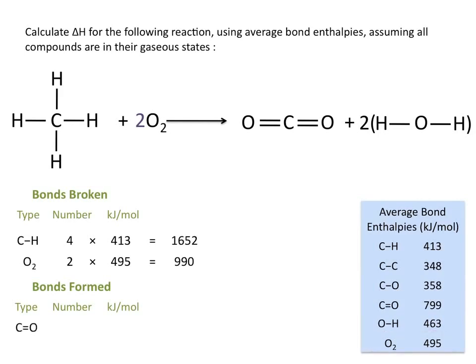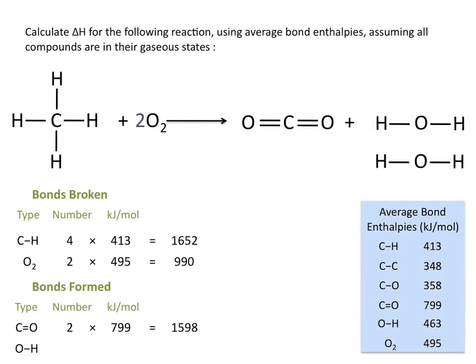So on the product side, we have a carbon-oxygen double bond. And we see that we have 2 different carbon-oxygen double bonds. And the average bond enthalpy for a carbon-oxygen double bond is 799 kilojoules per mole. The other type of bond we have on the product side is an oxygen-hydrogen bond. And we have 2 moles of water being formed. So it might be helpful to draw out your 2 water molecules like this.